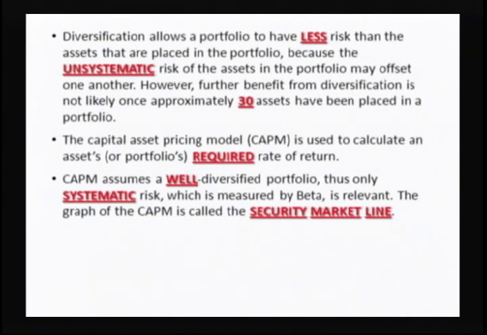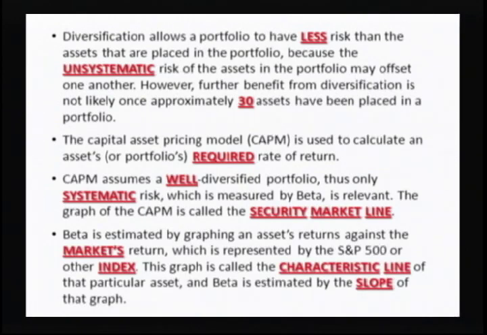And when we graph that capital asset pricing model equation, we have what we call the security market line, the graph of required return on the vertical axis versus the beta or the systematic risk on the horizontal axis.